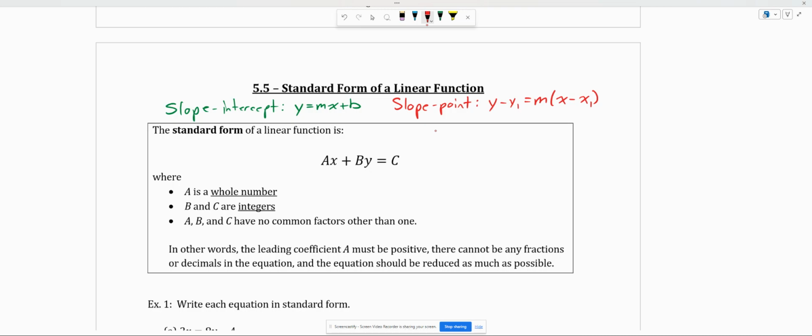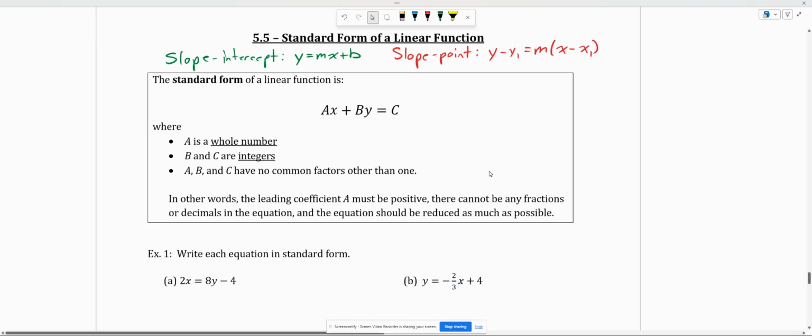Now let's explore something called standard form. This is going to be really useful, especially in Unit 6, but we're going to learn how to use it here at the basics in 5.5. So standard form is a linear function, and it looks like this. We have ax plus by equals c. Now there's a couple really important things here. To put it in standard form, first, order is important.